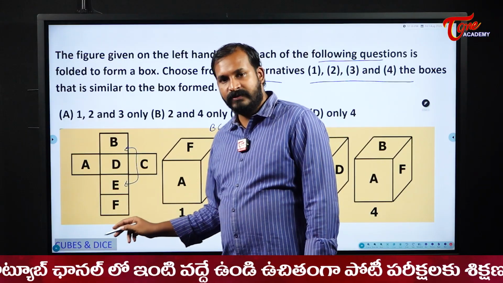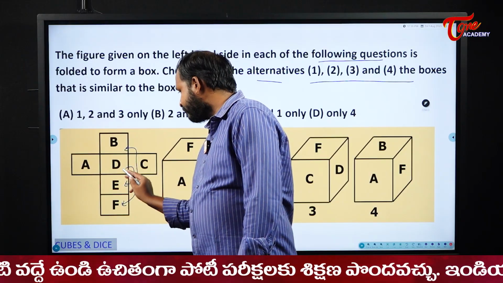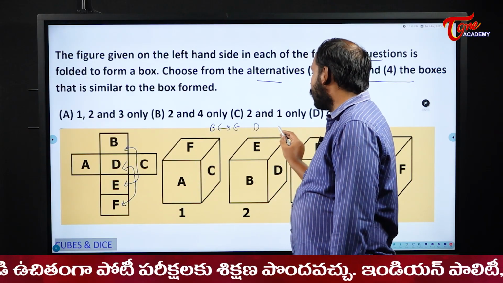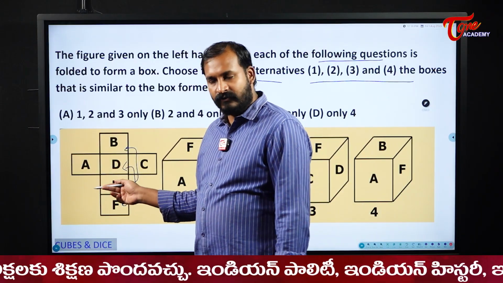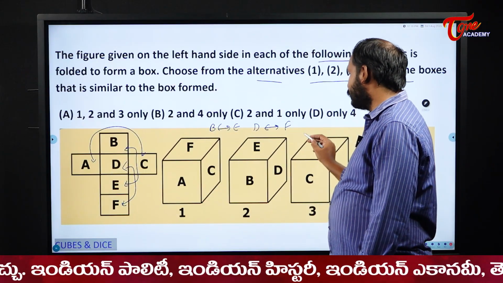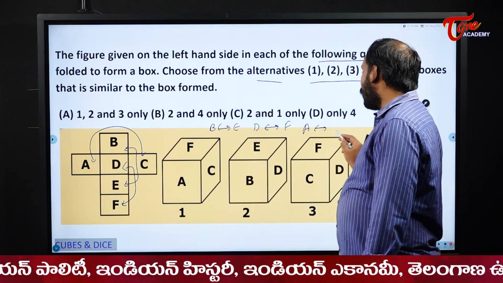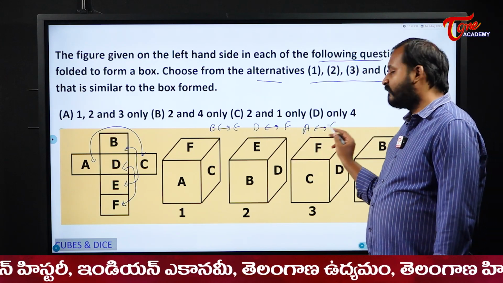What is the next opposite pair for me here? D is opposite to F. Next, obviously the leftover things, what are those? A and C are opposite to each other. B and E, D and F, A and C are opposite.